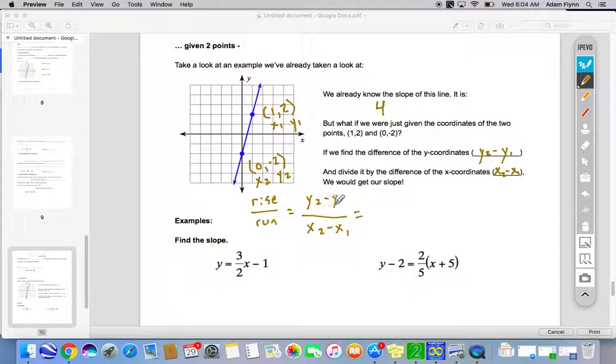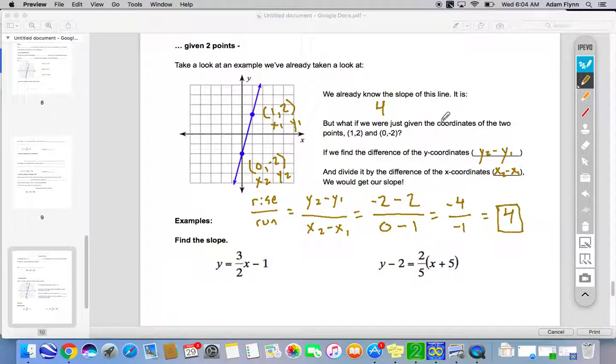So I'm just going to plug in these points. So y2 is negative 2 minus y1, which is 2, divided by x2, which is 0, minus x1, which is 1. So if I do a little mental math, negative 2 minus 2 is negative 4. 0 minus 1 is negative 1. Negative 4 divided by negative 1, well, we know that's 4. So that would be our slope.